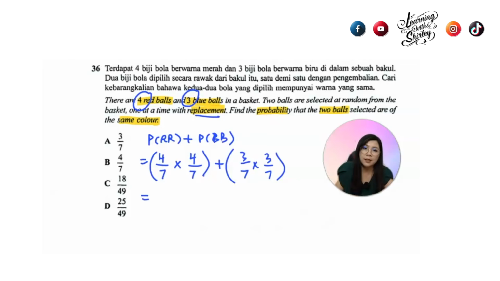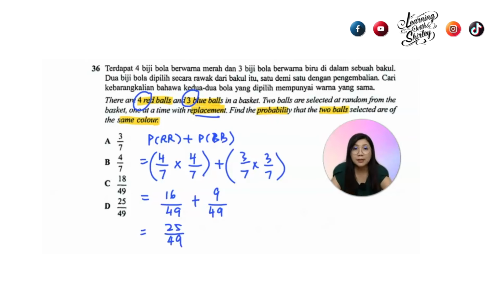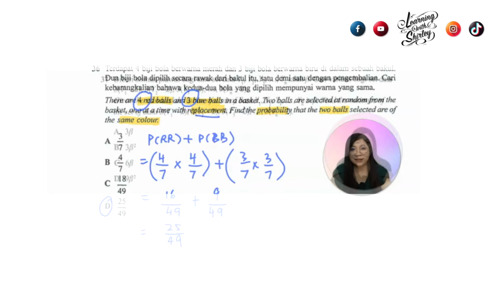So let's solve this. 4 times 4 is 16, 7 times 7 is 49, plus 3 times 3 is 9, over 7 times 7, 49. So 16 plus 9 is 25, 25 over 49. Can you simplify this? No. So let's look at the options A, B, C, D. So the answer is D.